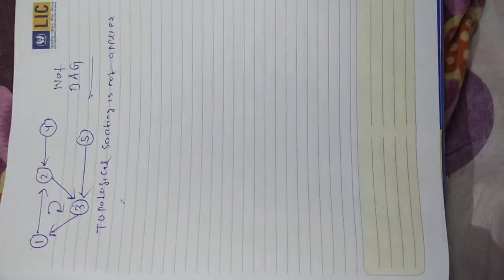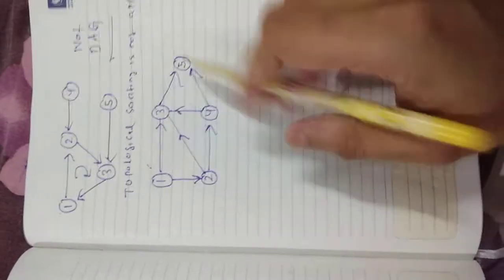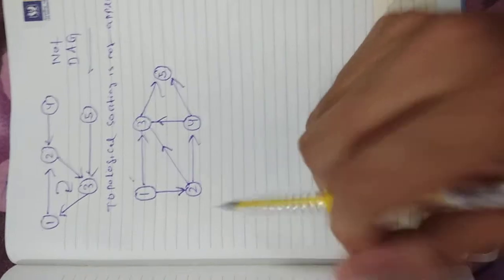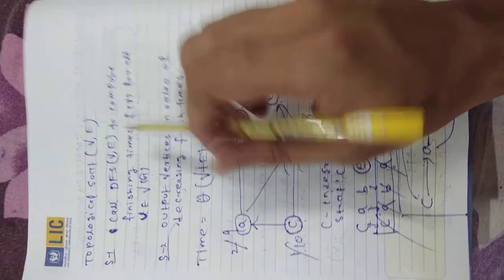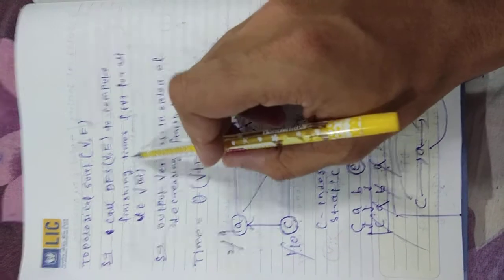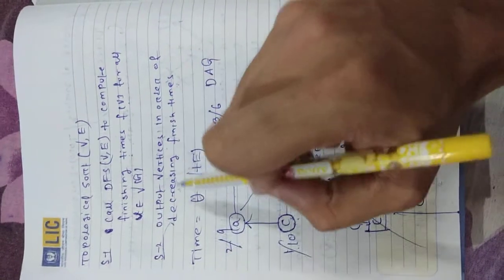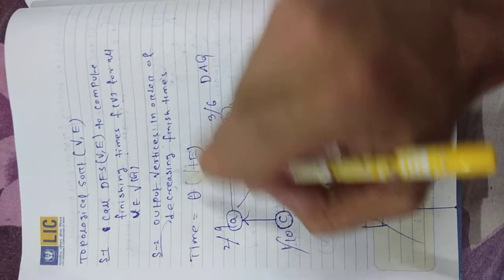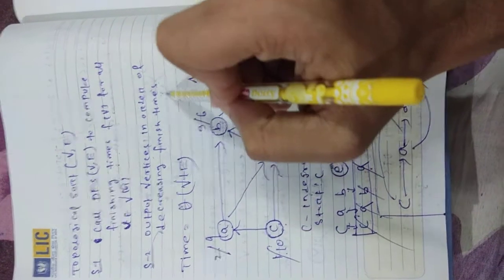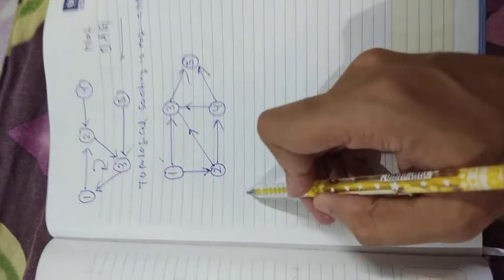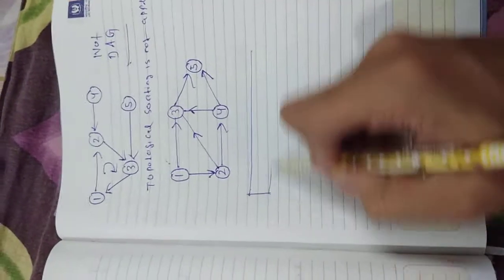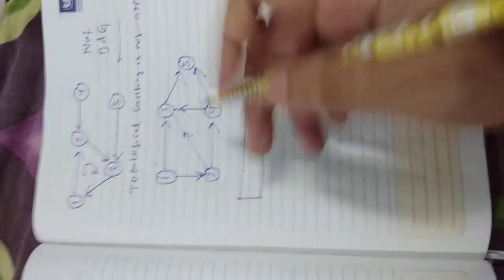So next, let's see another example. Suppose the following graph is there, and you apply the topological sorting. So what does the algorithm say? The algorithm is to call the DFS and compute the order of the vertices according to the finishing time. Then we arrange these vertices in decreasing order of their finishing times. So if you apply DFS in this graph, I am giving a shortcut to calculate the sequence.